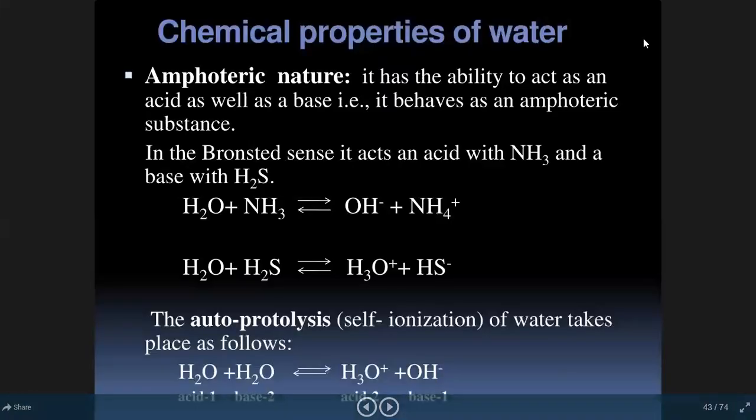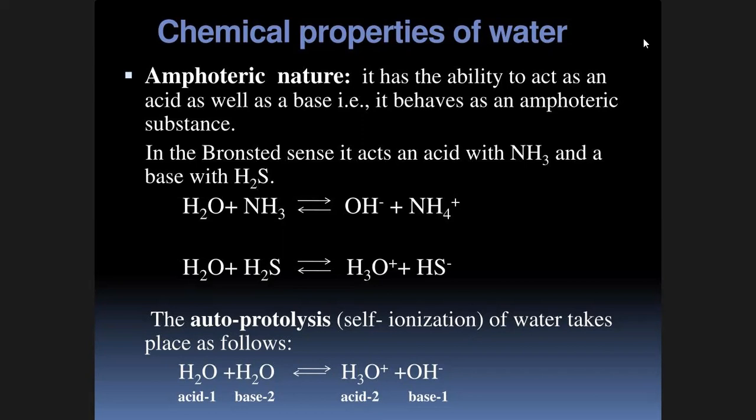So let us talk about the chemical properties of water. So beta, I think you have heard this word amphoteric. Amphoteric means which possesses properties of both acids and bases. Means which can behave like an acid when reacting with a base, and which can behave like a base when reacting with acids. So these types of compounds are known as amphoteric.